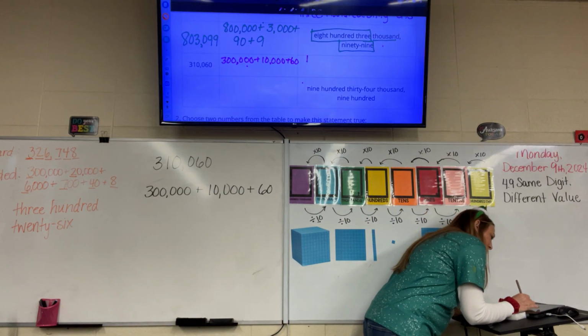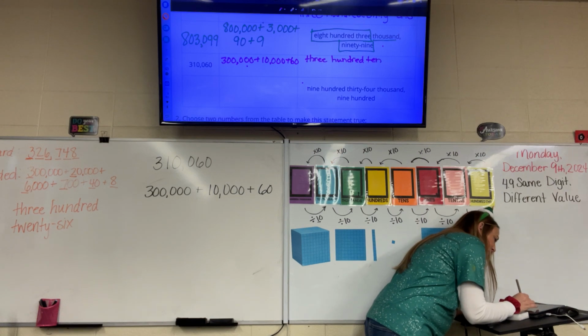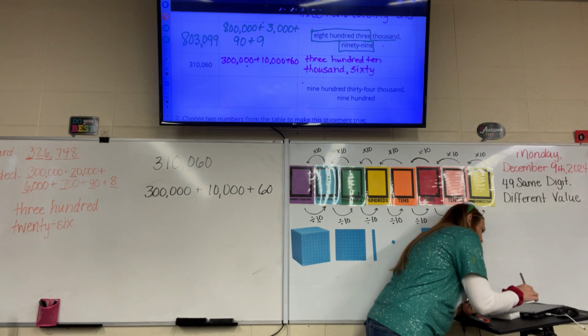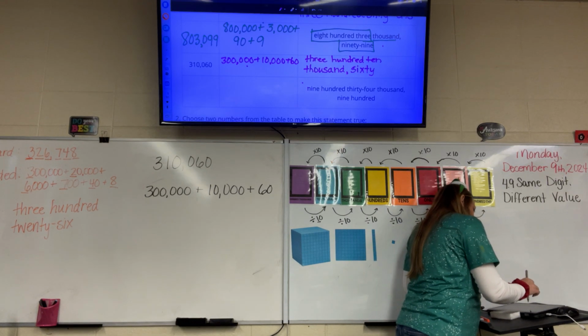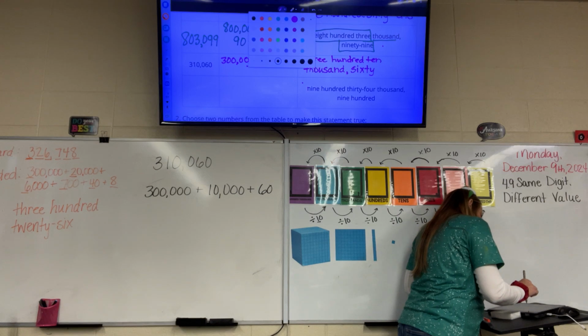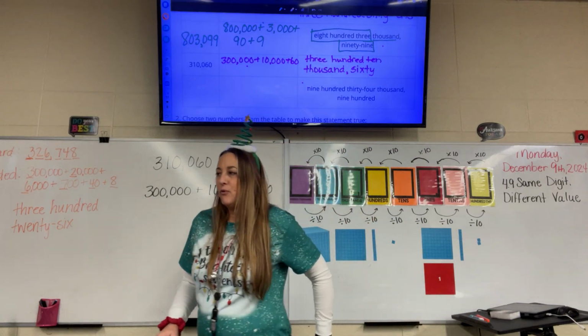So over here we're going to write 310, and then comes our word thousand. And then we put a comma after thousand and then the word 60. Okay. And then the last one, they've given it to us in word form, and we need to turn it into standard and expanded form.